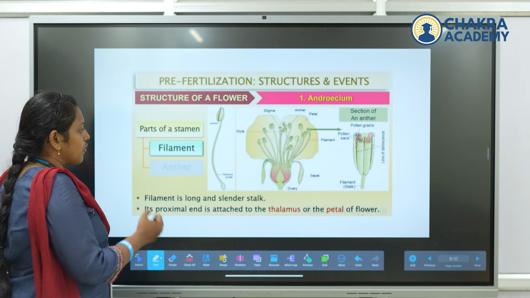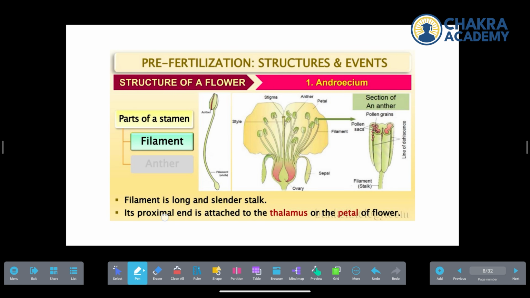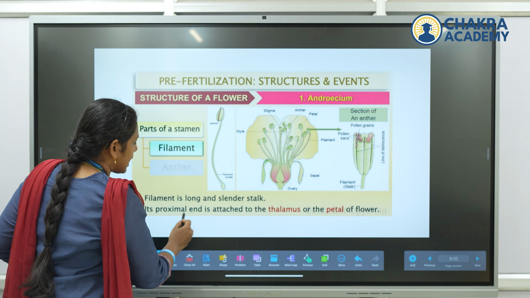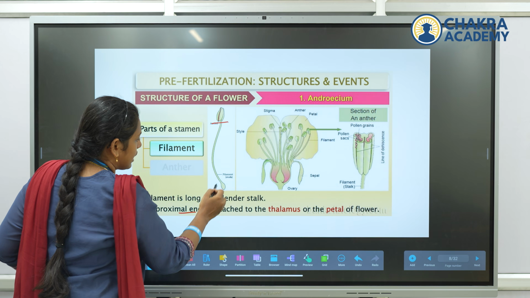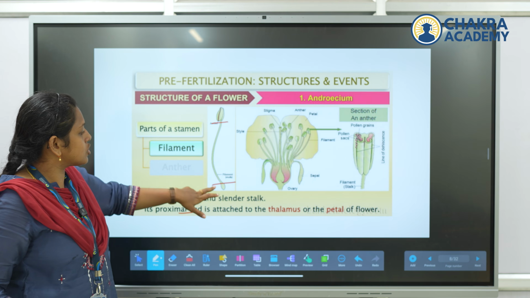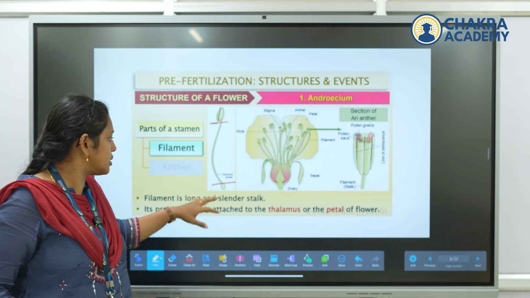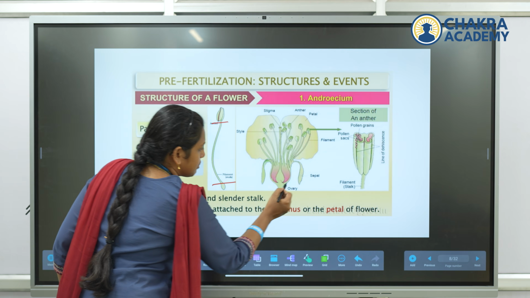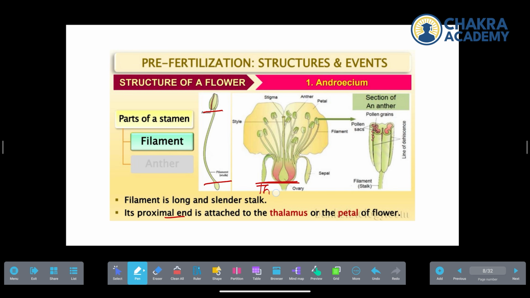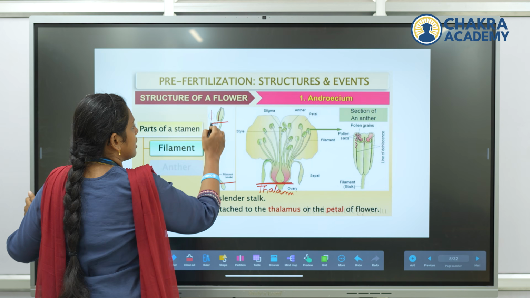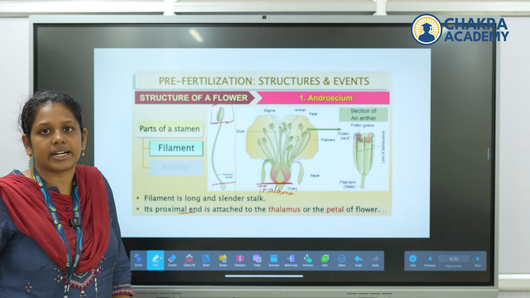Now next, what is the function of the filament? In the plant, the androecium contains a long slender stalk-like structure called the filament. The filament has two ends, the top end and the bottom end. The bottom end is known as the proximal end, attached to the thalamus. This region is known as the thalamus. The proximal end is attached to the thalamus of the flower, and the top end is known as the distal end, which contains the anthers.